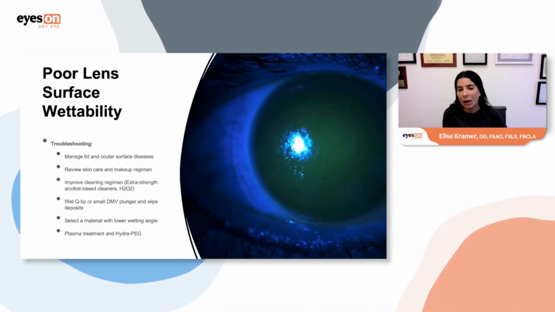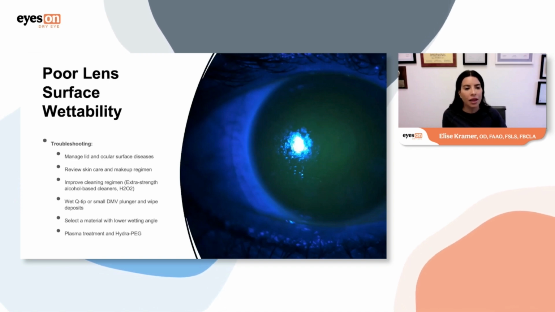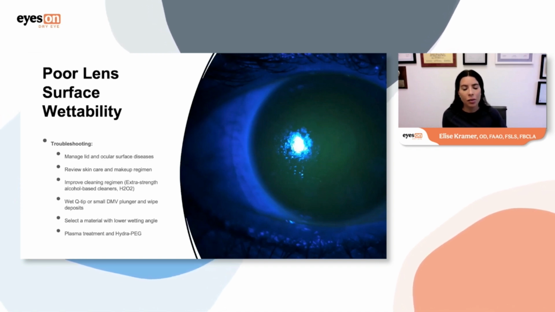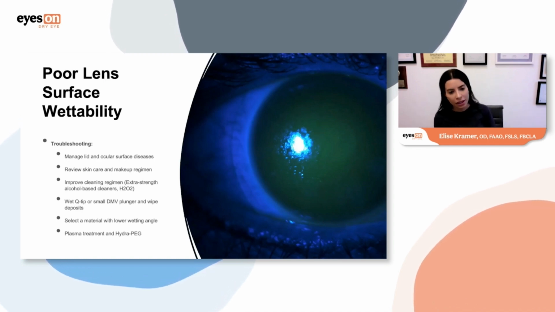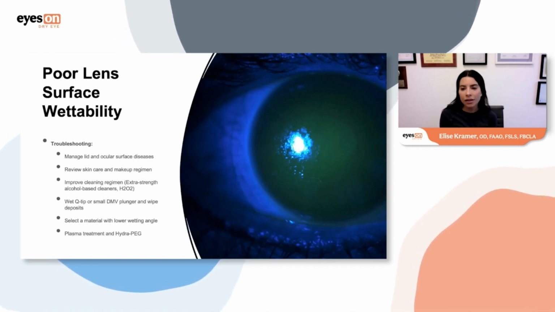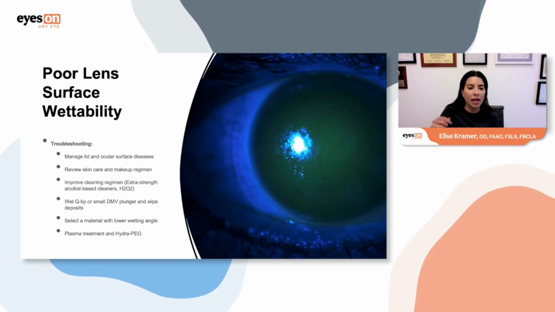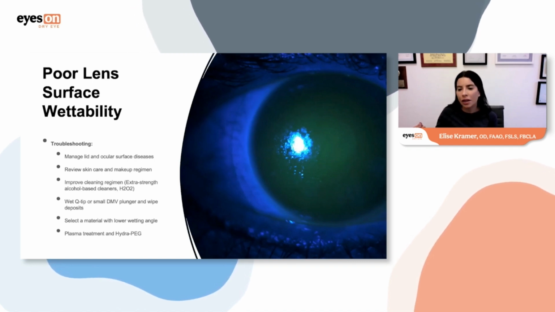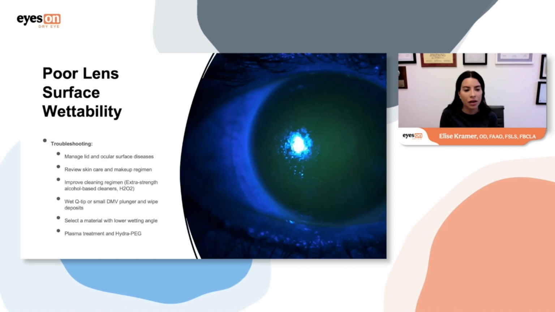Also, they may want to eliminate a lot of hydrophobic products that can prevent the normal wetting of the scleral lens. You might want to improve the cleaning regimen, so use an extra strength alcohol-based cleaner. Peroxide cleaners are also really good. And other things that you can do to troubleshoot without removing the lens is using a wet Q-tip, just wetting it with a solution or even saline, or just use a DMV plunger and wipe the deposits off.